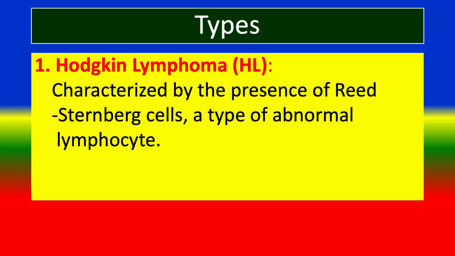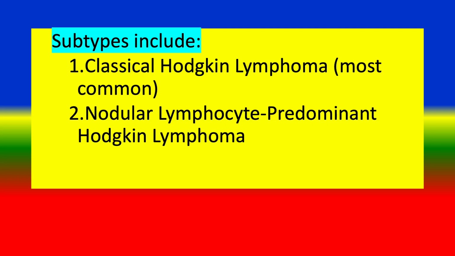Types. 1. Hodgkin lymphoma, characterized by the presence of Reed-Sternberg cells, a type of abnormal lymphocyte. Subtypes include: 1. Classical Hodgkin lymphoma, the most common. 2. Nodular lymphocyte predominant Hodgkin lymphoma.